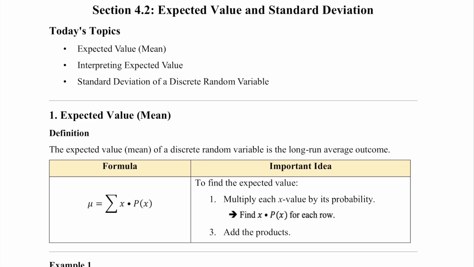The formula for expected value is mu equals the sum of x times p of x, where x represents a possible outcome. P of x represents the probability of that outcome. The sigma symbol means add all the products together. To find the expected value, we'll multiply each outcome by its probability and then add the results.